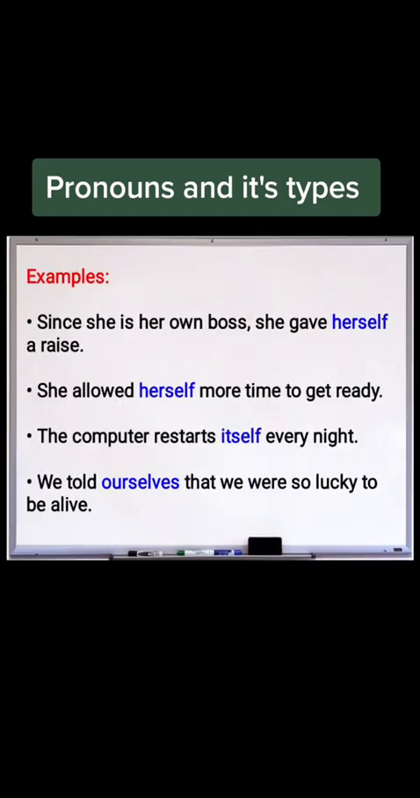For examples, since she is her own boss, she gave herself a raise. She allowed herself more time to get ready. The computer restarts itself every night. We told ourselves that we were so lucky to be alive.